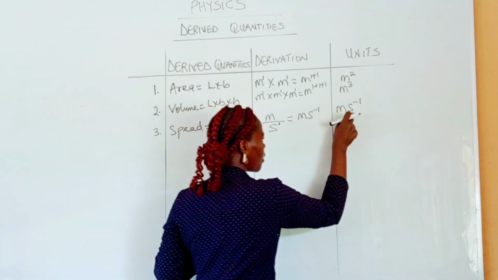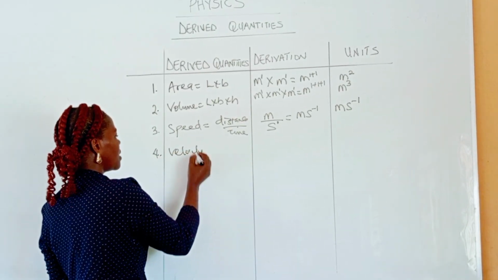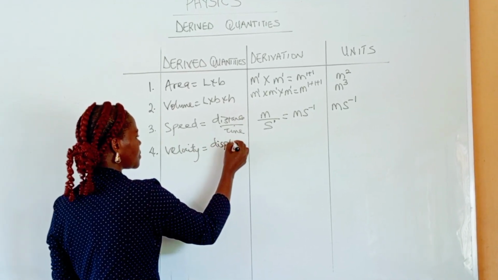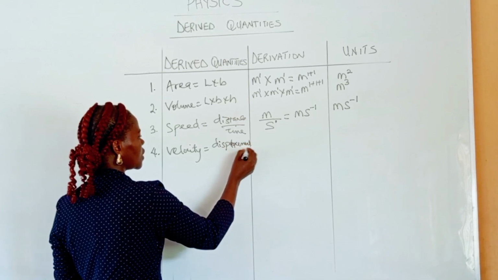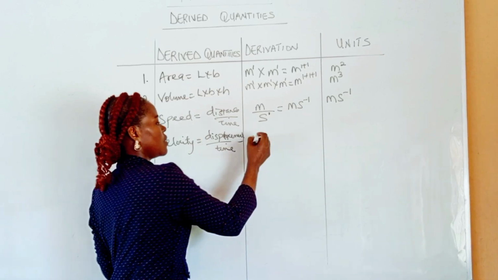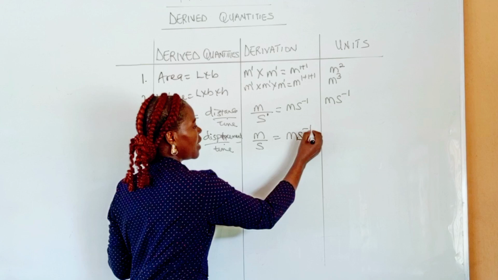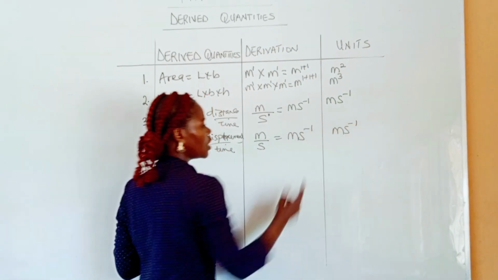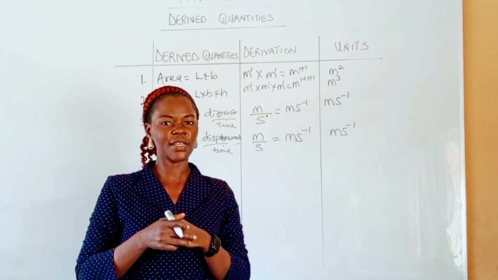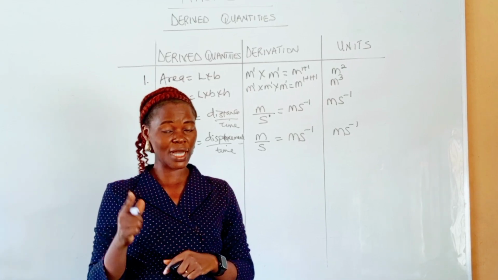The next we are going to look at is velocity. Velocity is equal to displacement over time. Displacement is equally measured in meters, while time is measured in seconds. So I'm going to have meter per second. But mind you, speed and velocity have the same unit. The only difference is speed is a scalar quantity, while velocity is a vector quantity. But we do that in our next video.